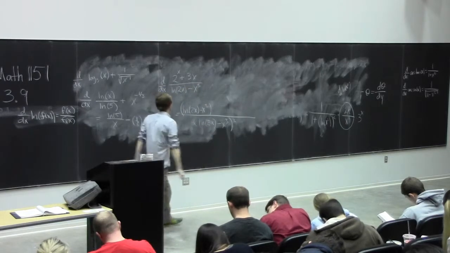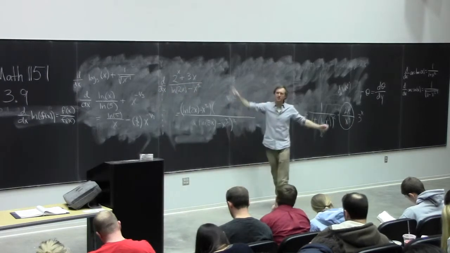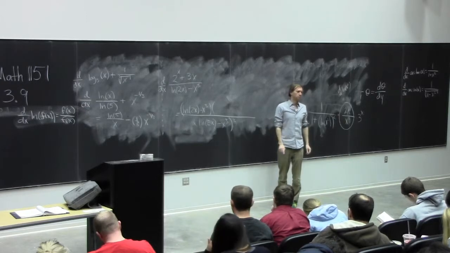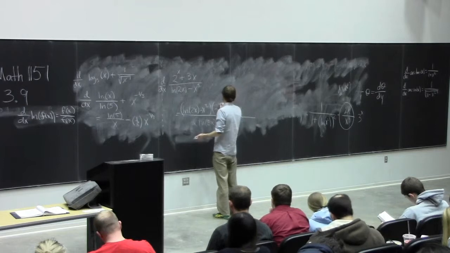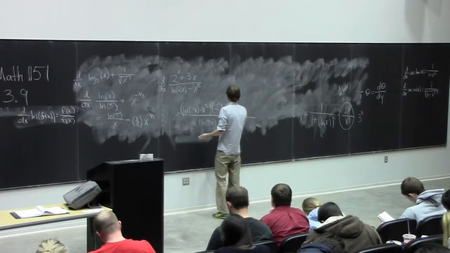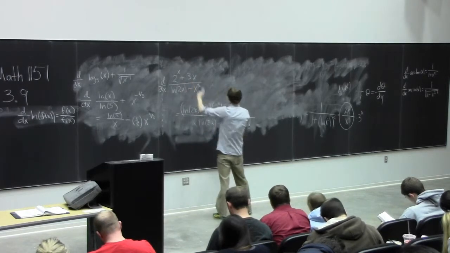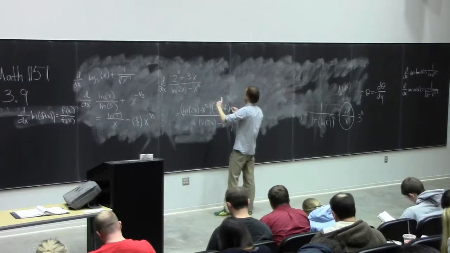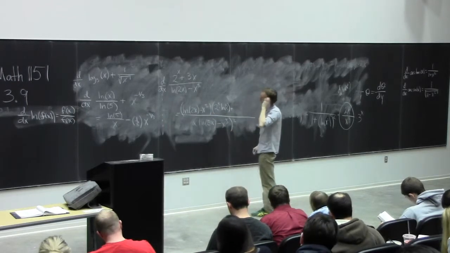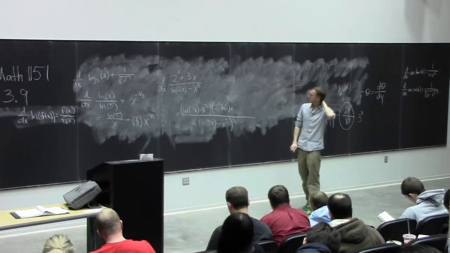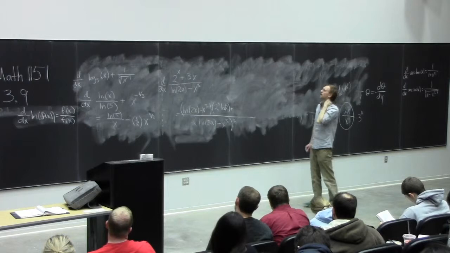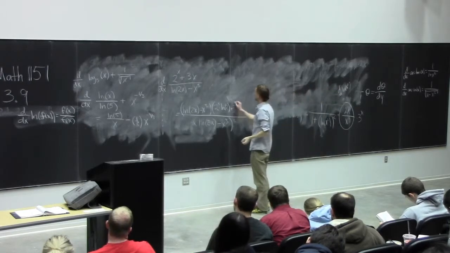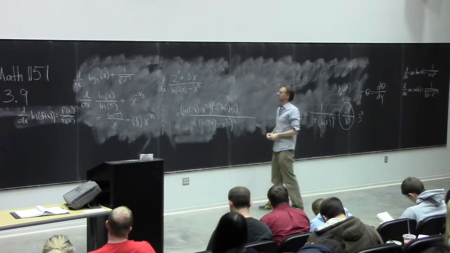Now d high. What's the derivative of 2 to the x? 2 to the x times natural log of 2, plus the derivative of 3x, which is 3. That's easy.